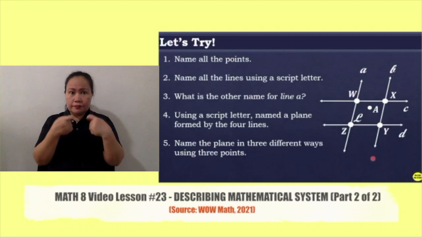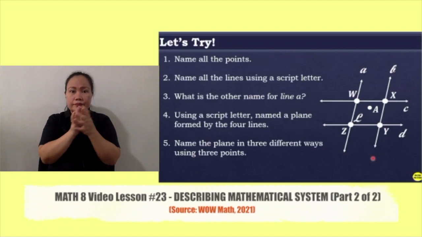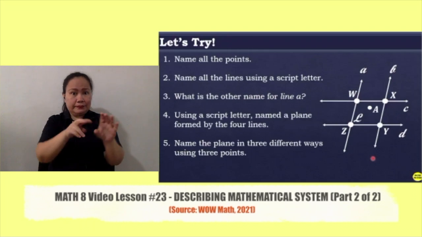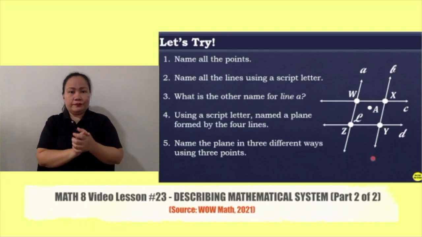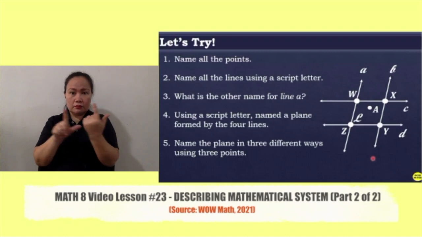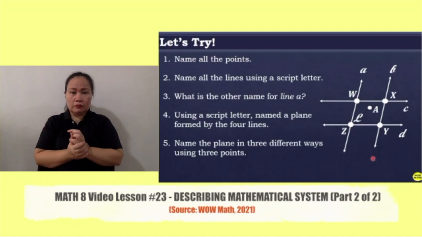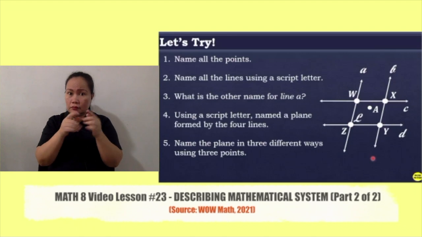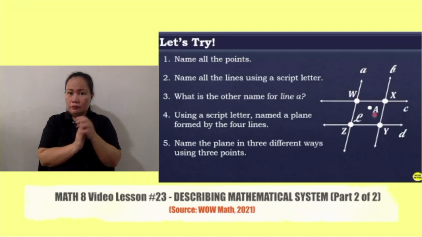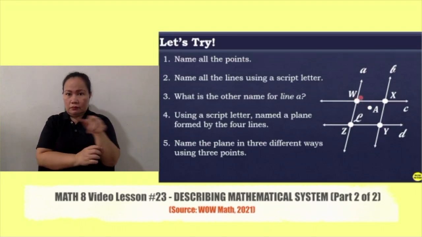So, sabayan nyo po ako ng pagsagot. If you want to answer on your own, pause nyo yung video kung gusto nyo itry ng kayo lang. Okay? So, I have here 4 lines. Now, ang sabi sa question number 1, name all the points. So, name natin lahat ng points. So, meron tayo dito W, X, Y, Z, and A.